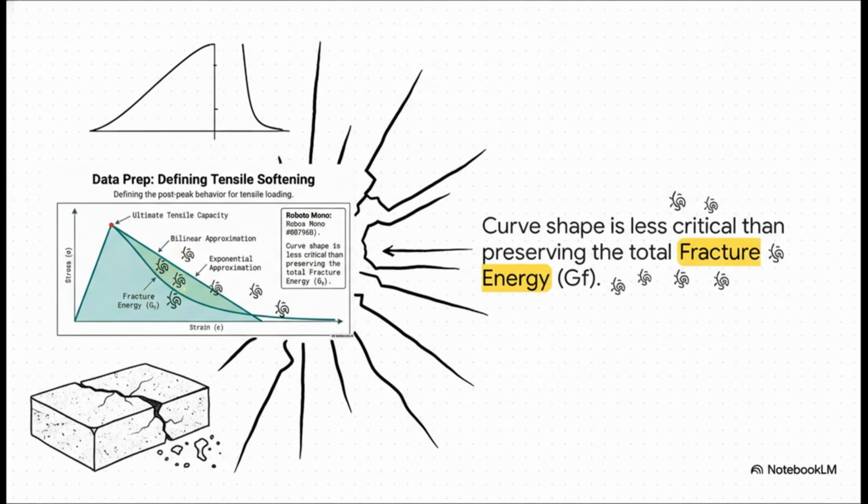Now, let's talk about tension. The most important part here is defining what happens after the concrete hits its peak strength and starts to crack. We call this the softening branch. You can make it a straight line or something more complex. Honestly, the exact shape isn't the biggest deal. What's crucial is that the total area under that curve, the fracture energy, is correct. Get that right, and your results will be solid.